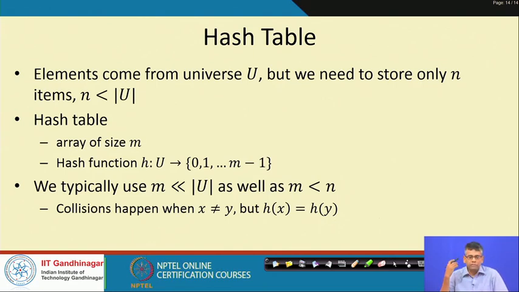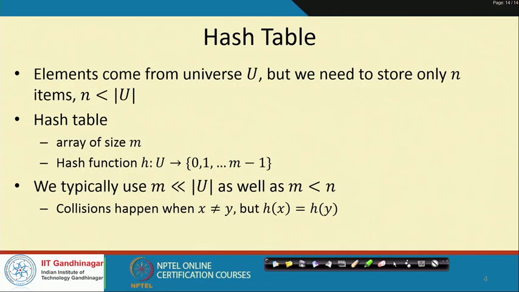We start by assuming that the elements come from a universe U. Think of this as, let us say, the titles of all the books or the ISBN numbers of all the books. But while the universe U is large, at any point we need to store only n items, small n items, and small n is potentially much less than the cardinality of the entire set U.